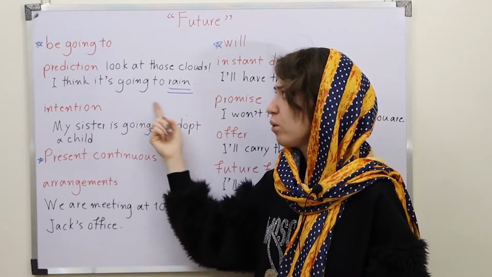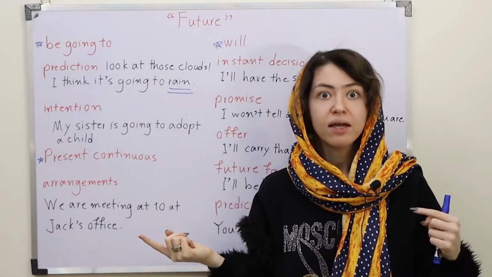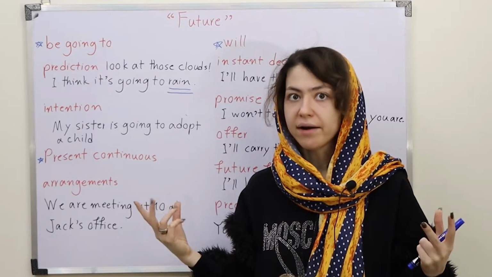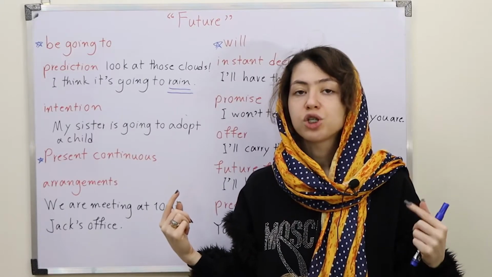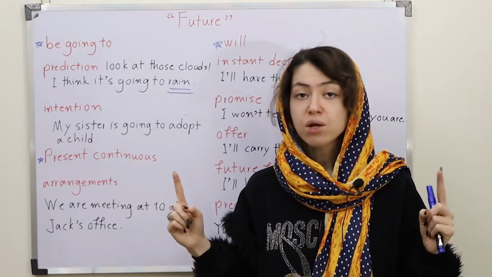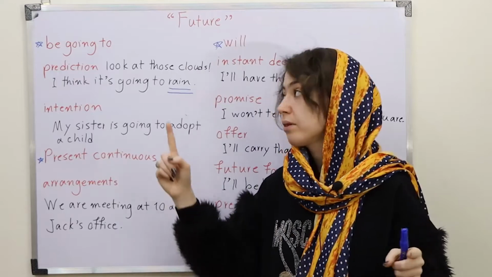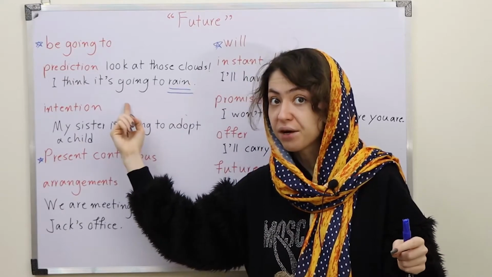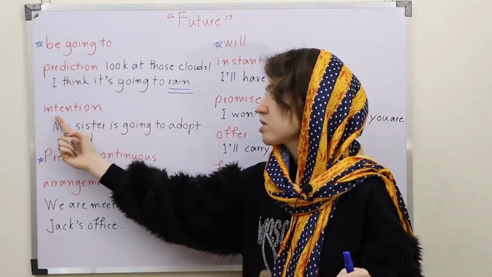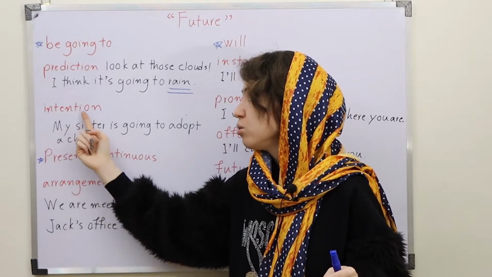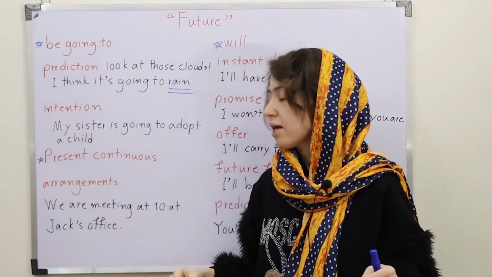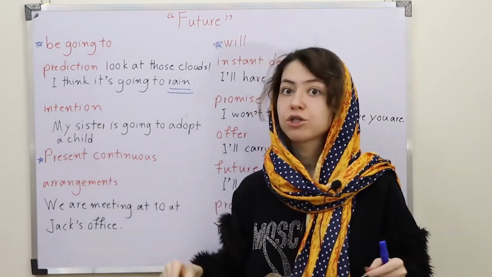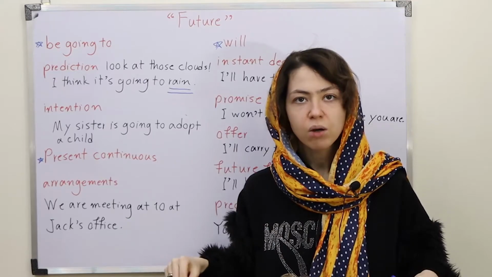Or we can say, okay, we see that somebody is working really hard. Okay, we say she's going to be successful. So there must be a sign which can prove our prediction. You need a proof here. So here, the second usage of be going to is intention. So if you intend to do something, you can use be going to.